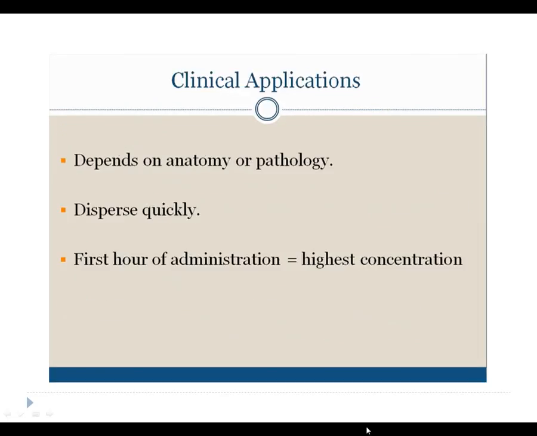There are different ways MR contrast is used depending on the anatomy or pathology being imaged. MR contrast agents disperse through the body very rapidly. The highest concentration of the contrast agent for imaging is within the first hour of administration. Post-contrast images that are acquired soon after the administration show the greatest change in signal intensity. Some applications require delayed imaging to allow contrast to wash out of normal tissue and show maximum contrast between pathology and surrounding tissues.